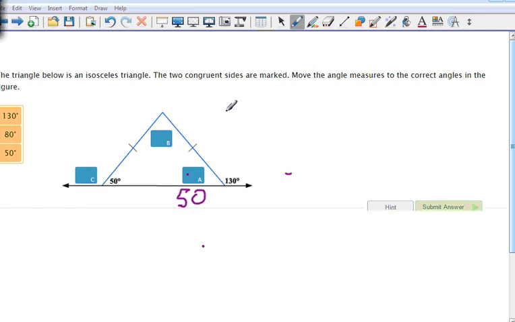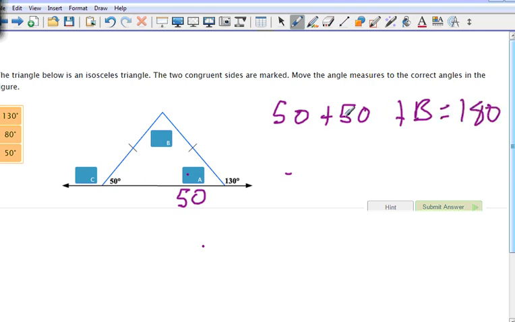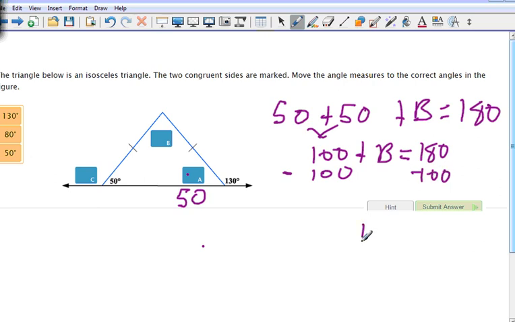Welcome back. Let's figure out the tip. We know the two bottoms: A is 50, and the bottom corner right here is also 50, but we don't know what B is. But they add up to what number? They add up to 180. So we'll sum these up. 50 and 50 is 100, plus this B equals 180. We've got to find the difference now. So we'll subtract 100. So B equals 80 degrees.